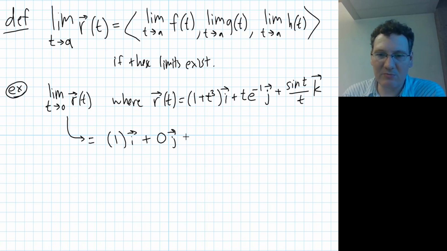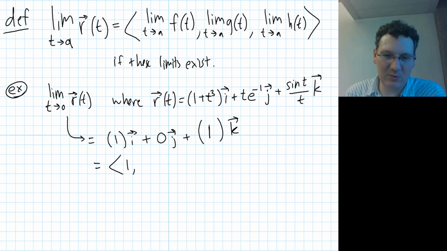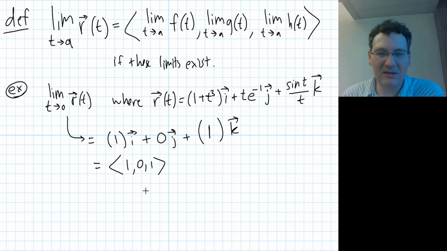But for the next one, do you remember this limit, the sine of t over t? The limit of that is 1k. So you could write it like this. You could write it as 1, 0, 1. So this is the limit of this function. In a sense, you can think of it as the point in 3D space that this function is getting closer to, or the vector that this function is approaching as t approaches 0.